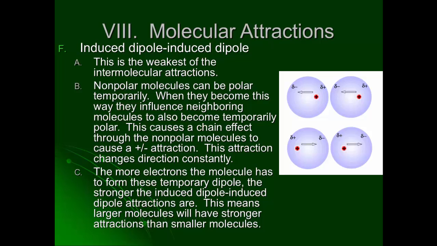And then the weakest is going to be your induced dipole. Neither one really had a plus-minus to begin with, but at one moment, one of them tends to have a little bit of it in one direction, and that influences the one next to it to have a little bit of that same orientation, and they'd be constantly on the move as to where that plus and minus is located in the molecule. And that would influence the one next to it, and it just keeps changing, but it does cause an attraction between molecules. Once again, the bigger the molecular weight, the stronger this attraction is going to be.